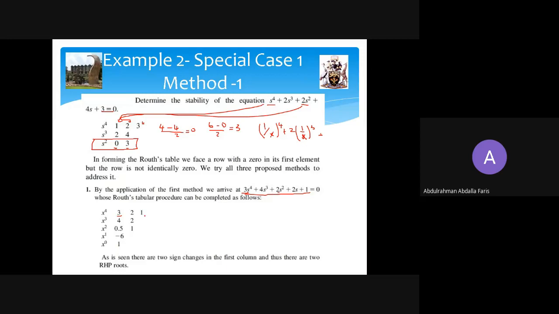And then if you proceed, you'll pick this 3, skip 2, skip 1. Remaining is 4 and 2. So you have 4 and 2. When you complete, you'll have something like this: 3, 4, 0.5, minus 6 and 1. So it means this system is actually unstable. Why? Because there are two roots on the right-hand side of the s-plane, because of two sign changes, from positive to negative, and then from negative to positive. Is that okay?